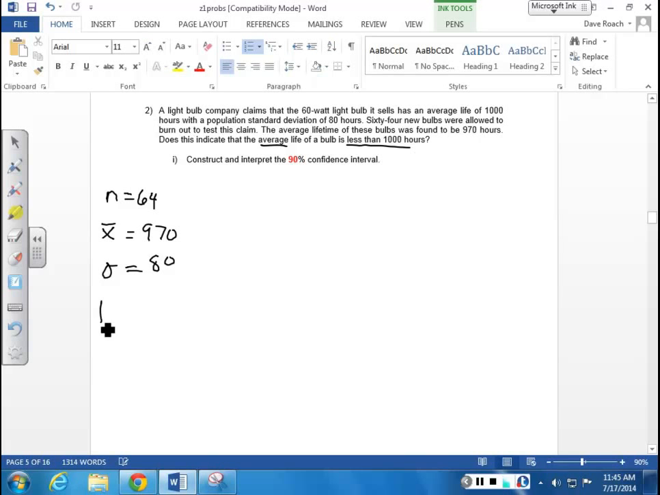So our alternative hypothesis is that the mean is less than 1,000, and our null hypothesis always has equal. It doesn't make any difference which order you write those in. I usually write the alternative or research first because that's what's in the problem. And we conclude that the average or population mean is less than 1,000.